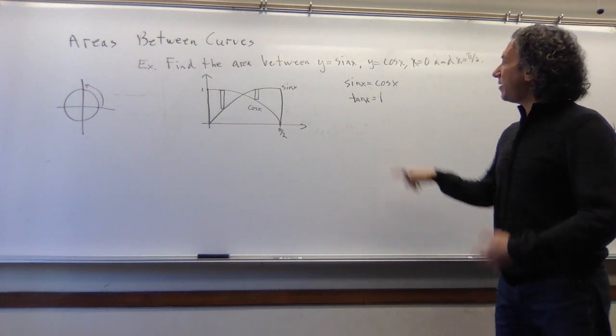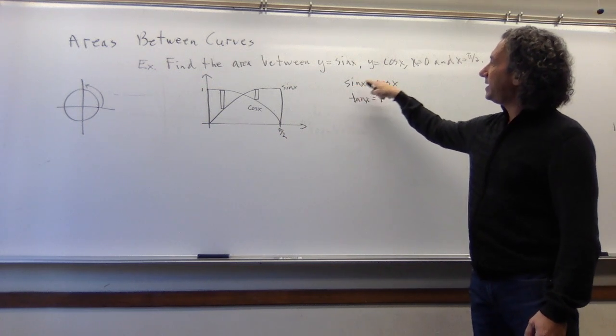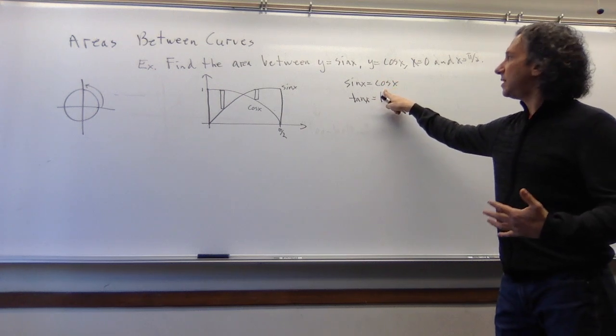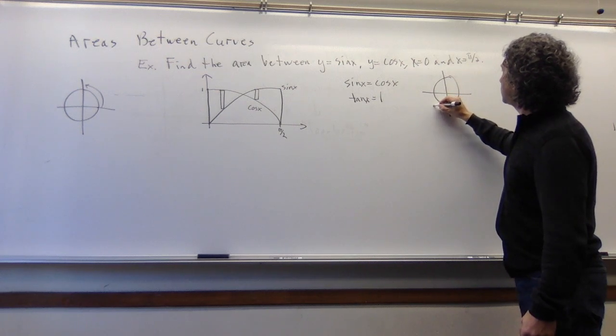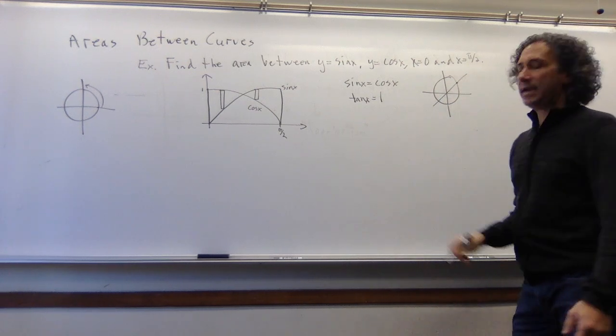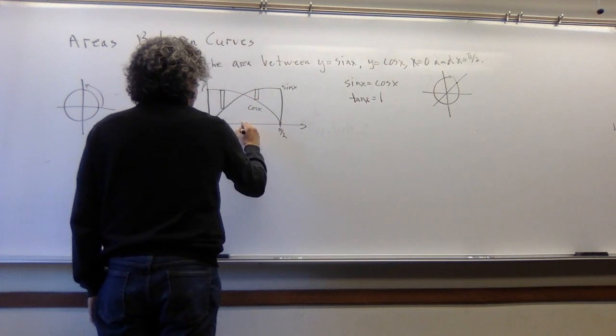Or another way you can think about it is we want to find the radian angle where the y-coordinate equals the x-coordinate. In other words, where we're on the line y equals x on our circle. And that's, once again, at 45 degrees or pi over 4. So this guy's pi over 4 here.